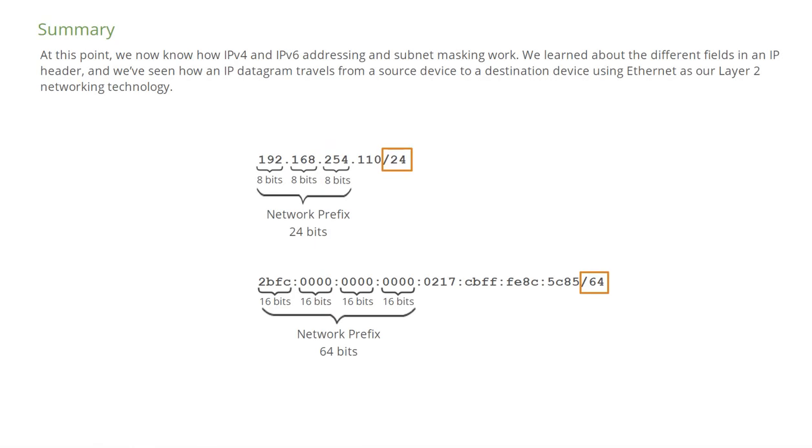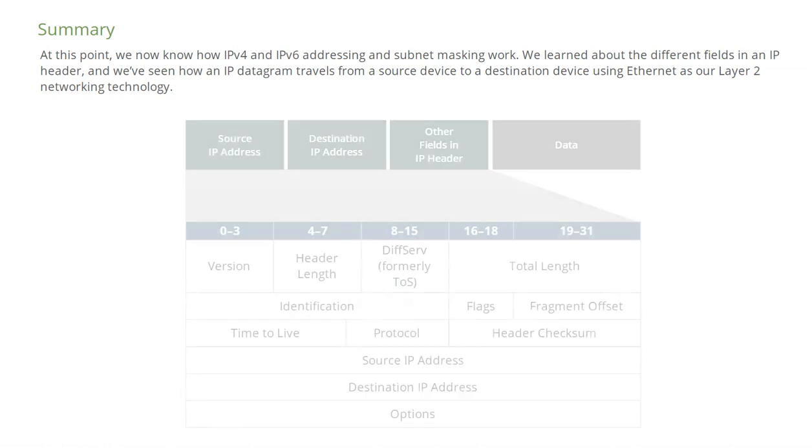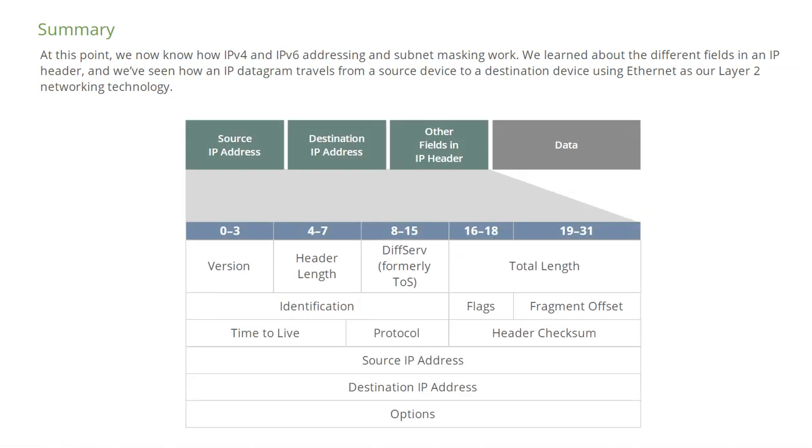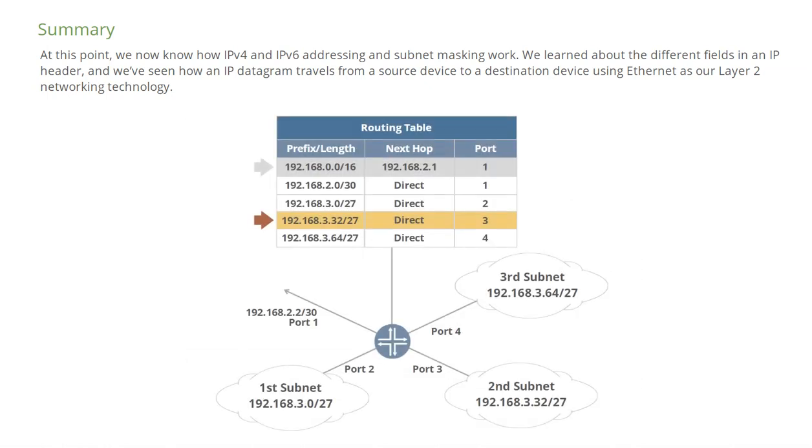At this point, we now know how IPv4 and IPv6 addressing and subnet masking work. We learned about the different fields in an IP header, and we've seen how an IP datagram travels from a source device to a destination device using Ethernet as our Layer 2 networking technology.